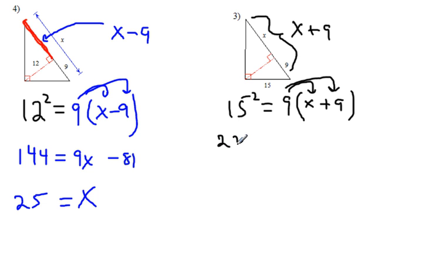15 squared is 225, which is equal to 9x plus 81. 81 came up in both problems. That's just a coincidence. So we take 225, subtract 81, divide it by 9, and we get 16.